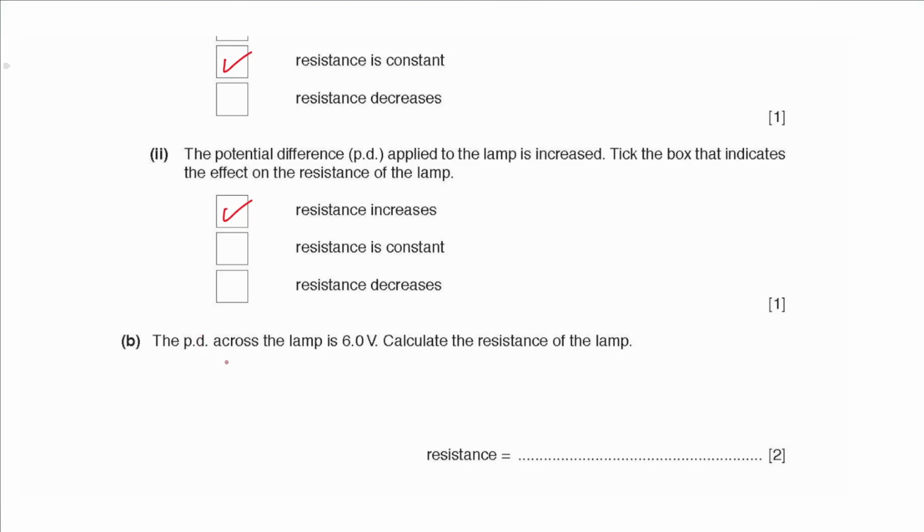Part B says the potential difference across the lamp is 6 volts. Calculate the resistance of the lamp.